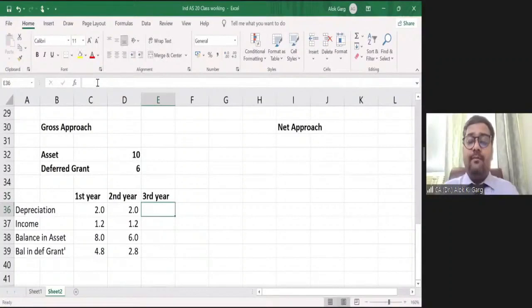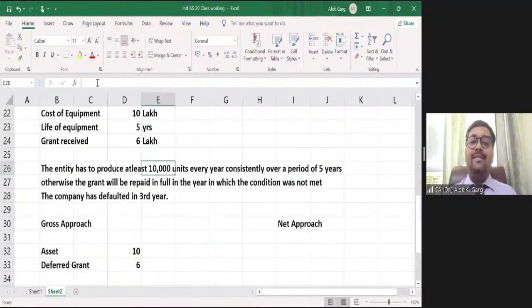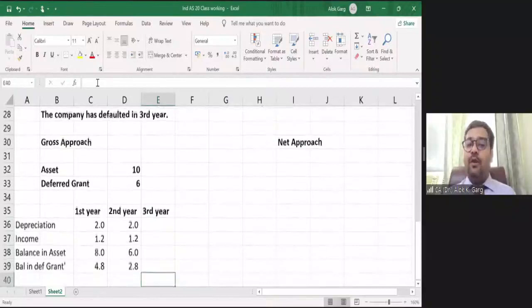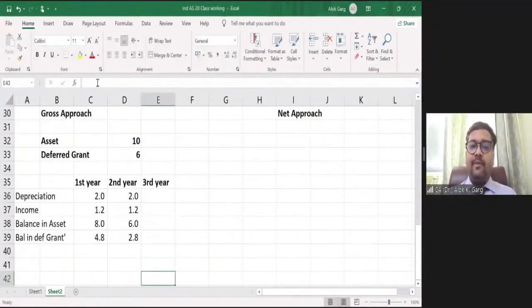But friends, when we are reaching the third year, there is a default in the condition of output, and this grant has to be payable in full. 6 lakh rupees has to be paid. Clear, guys? So in the third year, the money has to be paid.